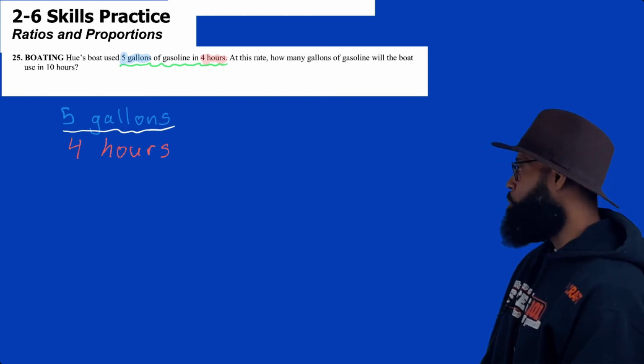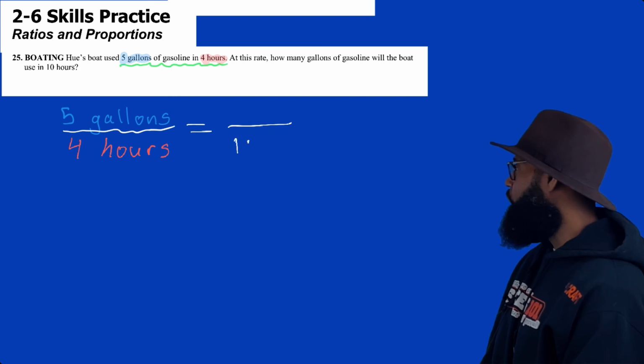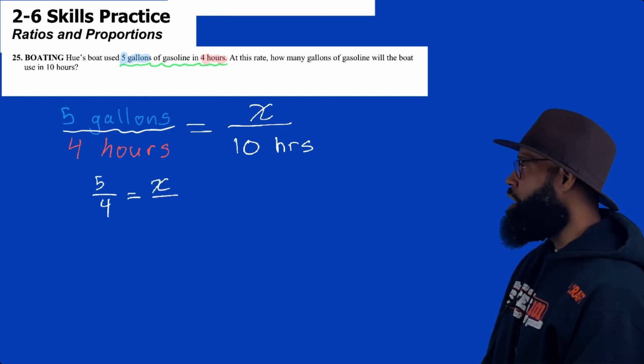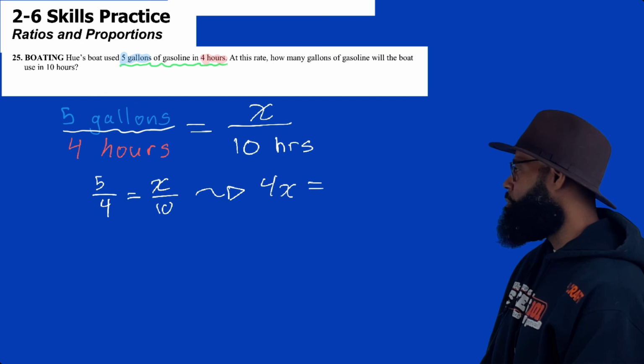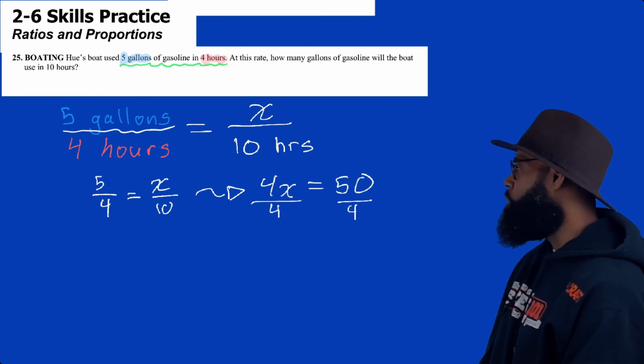So now when I set up this proportion, I know I'm going to keep gallons in the numerator and hours in the denominator. So the next sentence, at this rate, how many gallons? Oh, you mean variable? How many? So how many gallons will the boat use in 10 hours? I know 10 goes on the bottom because it's hours, and therefore my variable X will go on the top. A beautiful rewrite. Okay, it could be prettier, but you get it, right? 5 times 10, 50. 4 times X, 4X.